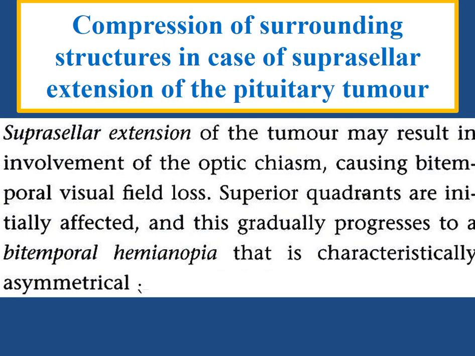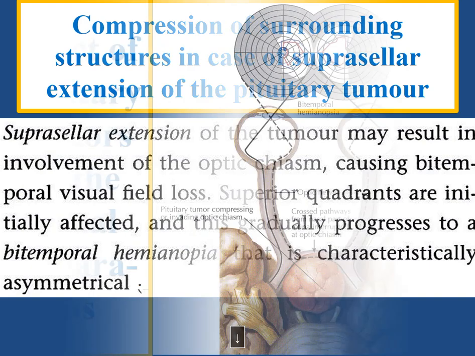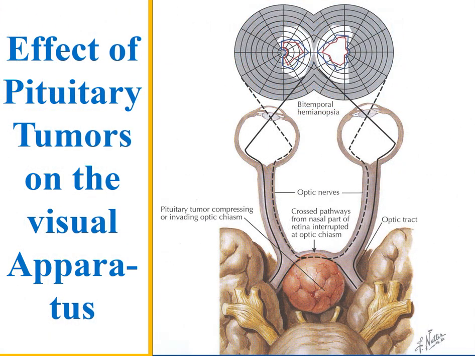Compression of surrounding structures in case of suprasellar extension of the pituitary tumor. Suprasellar extension of the tumor may result in involvement of the optic chiasm, causing bitemporal visual field loss. Superior quadrants are initially affected, and these gradually progress to a bitemporal hemianopia that is characteristically asymmetrical. Here we can see the pituitary adenoma, which results in compression of optic nerves.